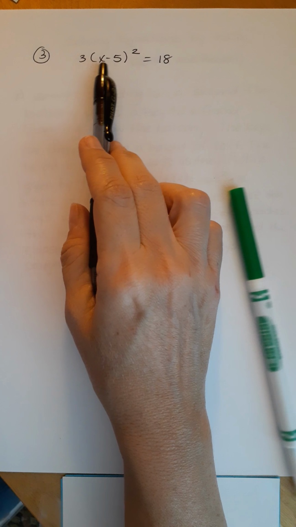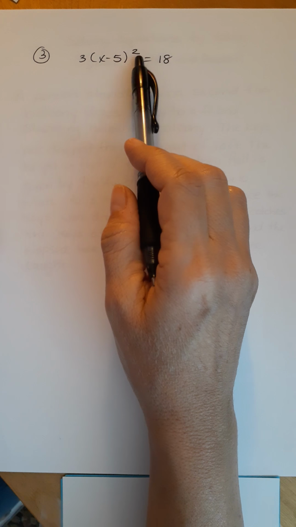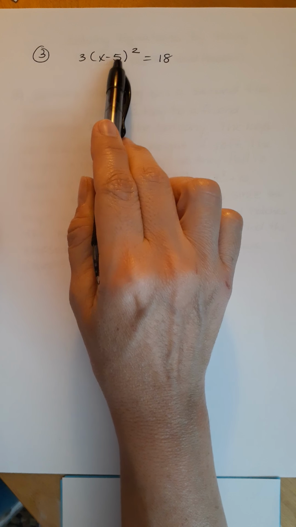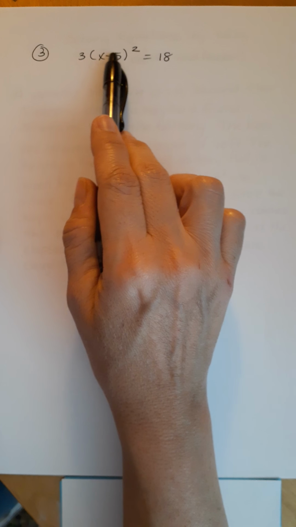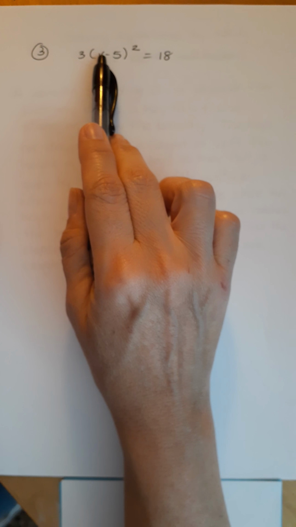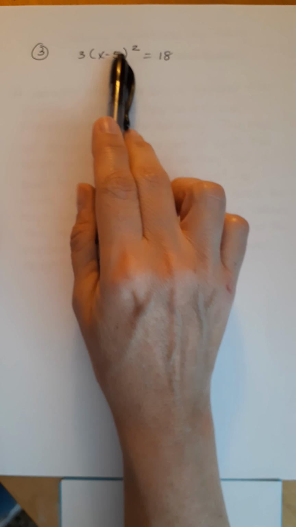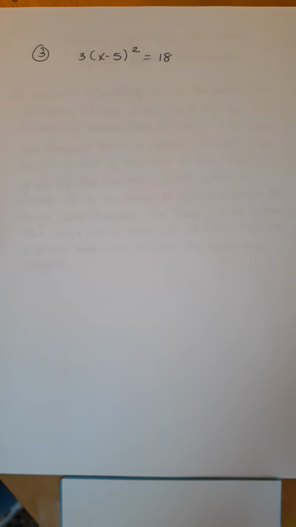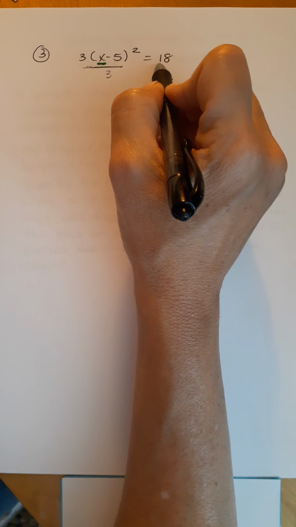Now, this is a little bit different than the other ones. We have 3 times (x minus 5), squared, equals 18. There's nothing to work out in these parentheses, and if we square this out, we're going to get a big, long thing. We want to get this x alone. So the easiest thing to do is move this 3 over. We move whatever is multiplied or divided to it, so I can divide the whole thing by 3.